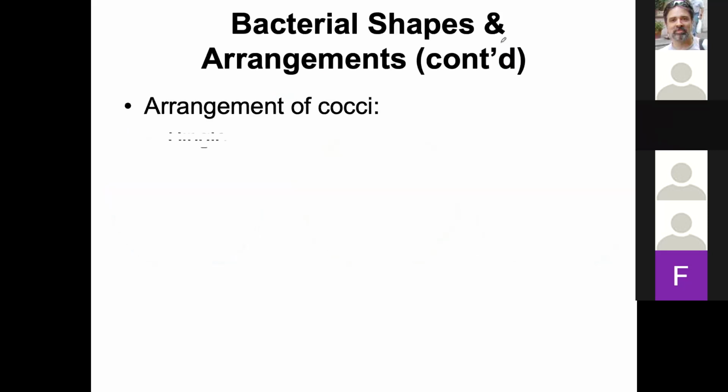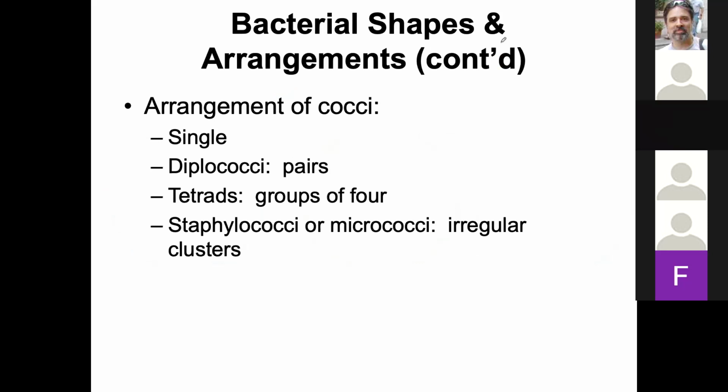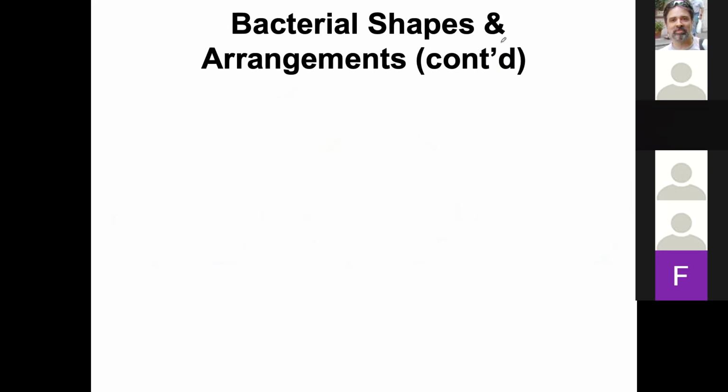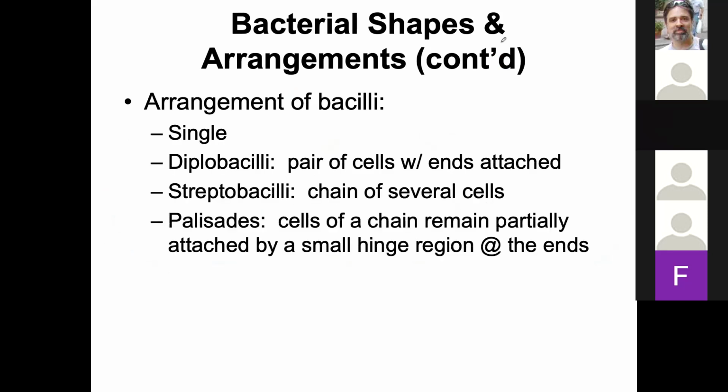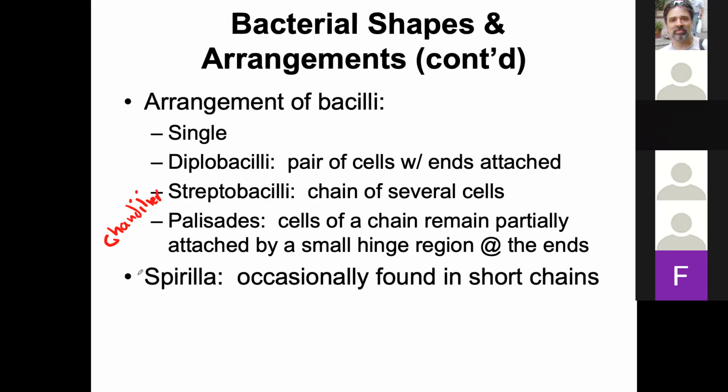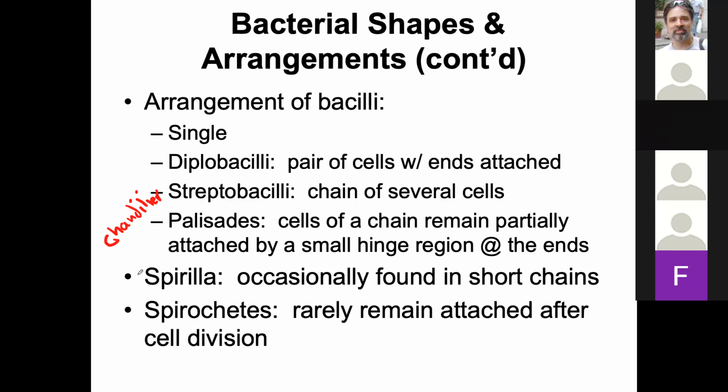Cocci can be single, double, tetrad, staphylo, strepto, right? Bacilli: single, diplo, strepto, or sometimes palisades, where it looks kind of like a chandelier. Or spirilla, which are found in short chains. Those are like spirochetes, they look like springs. And spirochetes, which are like individual springs. So all different possibilities, right?